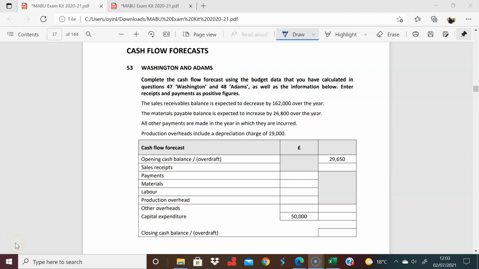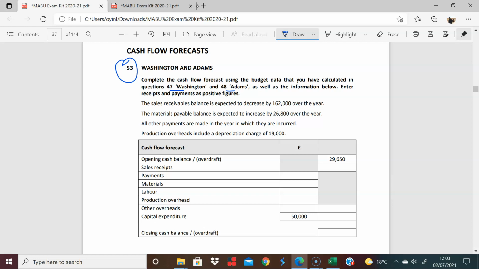Okay, great stuff. So question 53 feeds in from 47 and 48, Washington. So you need to refer to that. And they just want us to pick up the figures from there and adapt this to the cash flow forecast.